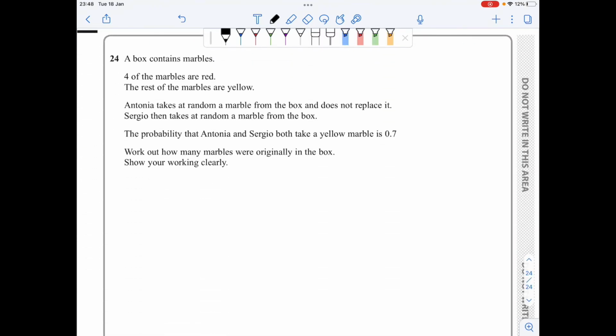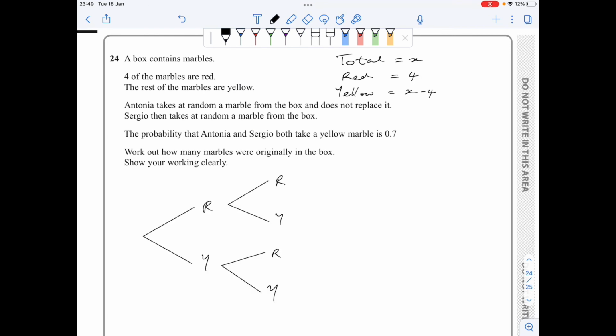In this question, I have a total of x marbles. The number of red is 4, so the number of yellow marbles is x − 4. Now I'm going to draw a tree diagram for this question. Since there are 4 red out of x, the probability of the first one being red is 4 over x, and the probability the first one is yellow is (x − 4) over x. Now given the probability that I select 2 yellow marbles, I'm only interested in this product.